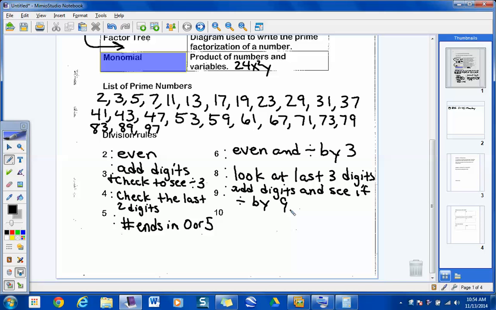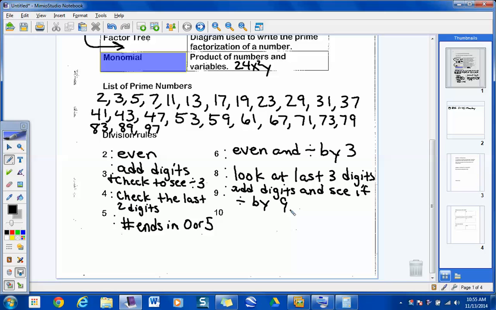For the rule of 8, you're just looking at the last 3 digits. Okay, we are on 9. 9 says to add the digits and see if it's divisible by 9. So an example, how about 350, that's a bad one, 351, okay? Well, I know 351 is divisible by 9. So by the rule of 9, what am I going to do with a 3, 5, and 1? What's the rule say for 9?